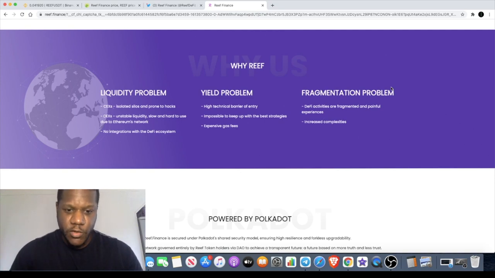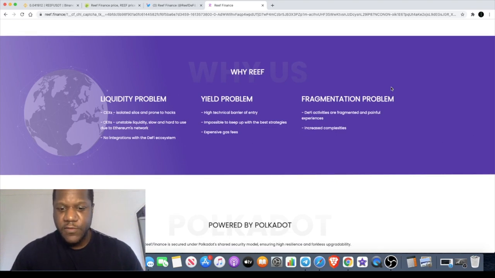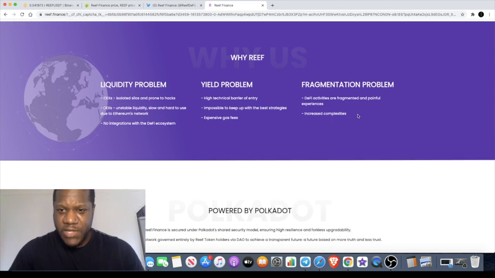It's not hard to do, but just consider that. You can find information on how to do it. You can literally type it into Google and you'll find the instructions. All right, and there's a fragmentation problem.